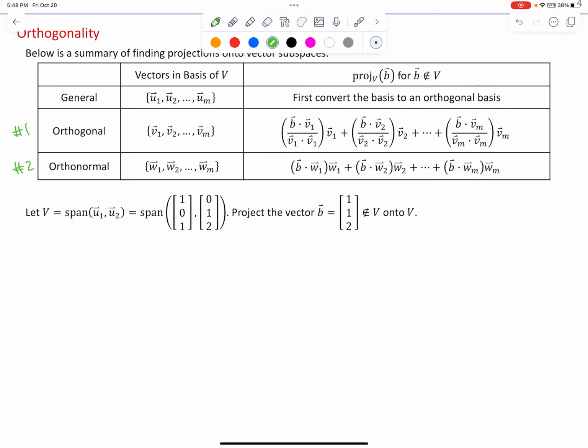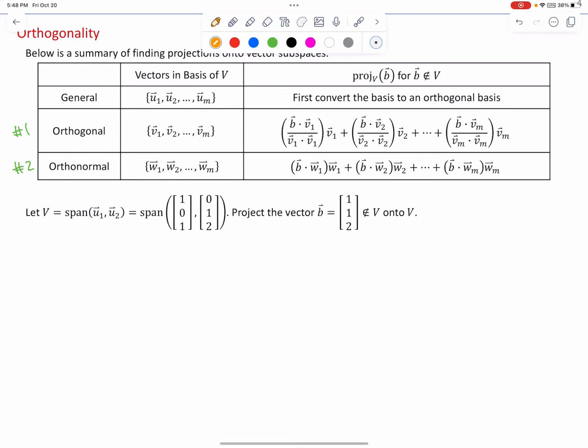Let's consider a fresh scenario. Let V equal the span of 2 vectors, u1 and u2, and those 2 vectors are (1, 0, 1) and (0, 1, 2). And we're going to project the vector B, which is (1, 1, 2). It's not in the span. We'll see this visually here in a moment. And we're going to project the vector B onto this vector space, capital V.